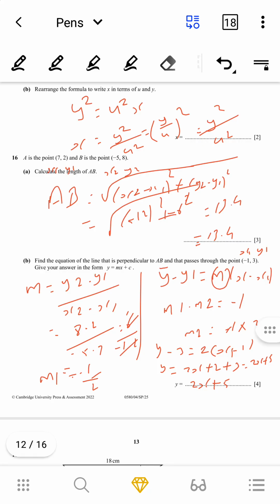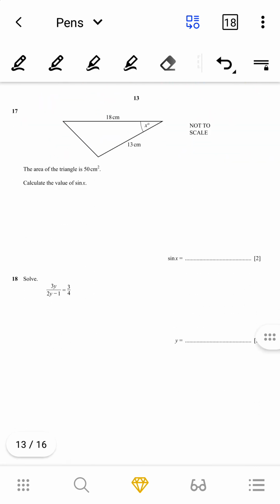Okay, so we will move on to question number 17. It is a triangle, not a right angle triangle, and it is not to scale. The area of the triangle is 50 centimeter square. Calculate the value of sin x. This is very simple. We know how to calculate the area of a triangle usually.